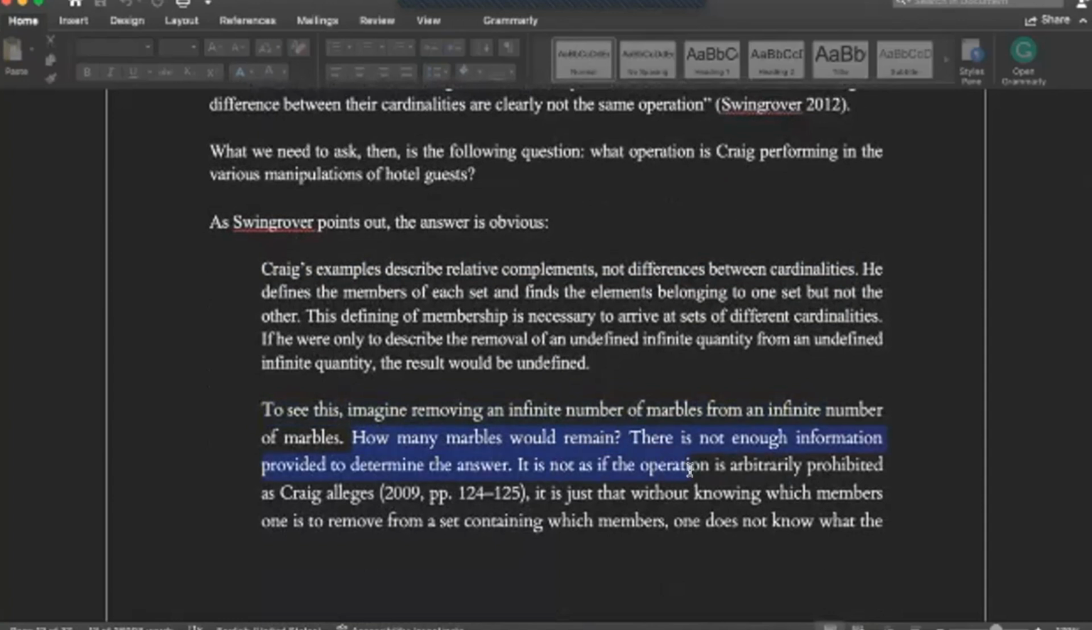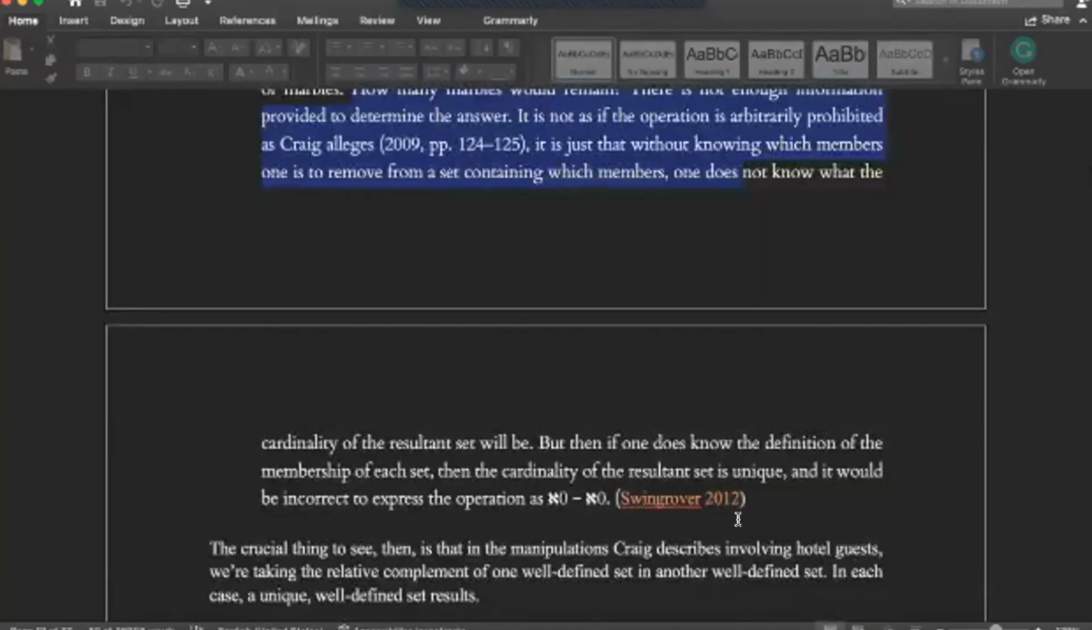It's not as if the operation is arbitrarily prohibited, as Craig alleges. It's just that without knowing which precise members one is to remove from a set containing which members, one does not know what the cardinality of the resultant set will be. But then if one does know the definition of the membership of each set, then the cardinality of the resultant set is unique, and it would be incorrect to express the operation as Aleph null minus Aleph null.